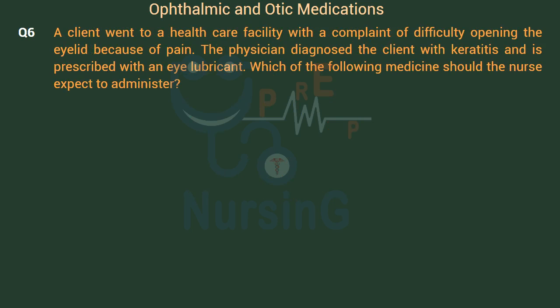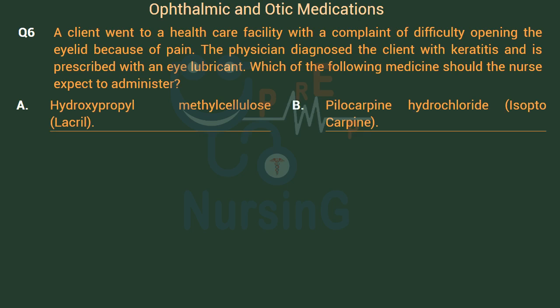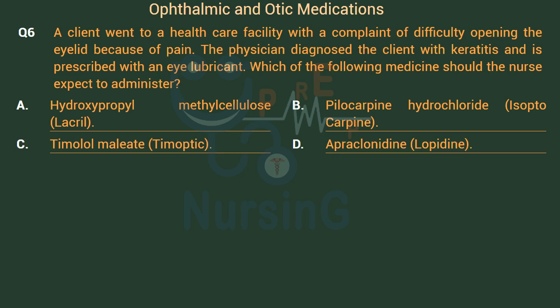A client went to a healthcare facility with a complaint of difficulty opening the eyelid because of pain. The physician diagnosed the client with keratitis and prescribed an eye lubricant. Which of the following medicines should the nurse expect to administer? Option A. Hydroxypropyl methylcellulose, Lacrisert. Option B. Pilocarpine hydrochloride, Isopto Carpine. Option C. Timolol maleate, Timoptic. Option D. Apraclonidine, Iopidine. Right answer is Option A.